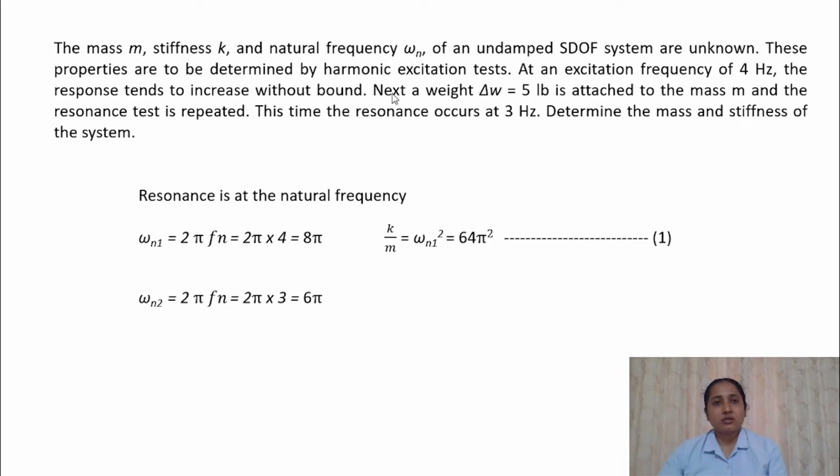Now the mass of the system is changed. So we have k by m plus delta m. Delta m is the mass of this additional weight. So now this is the frequency of the system. So we have an equation: k by m plus delta m is equal to omega 2 square. Now we have got two equations. Solving this, we can find the two unknowns. They are k and m. So just solve these equations and find k and m.